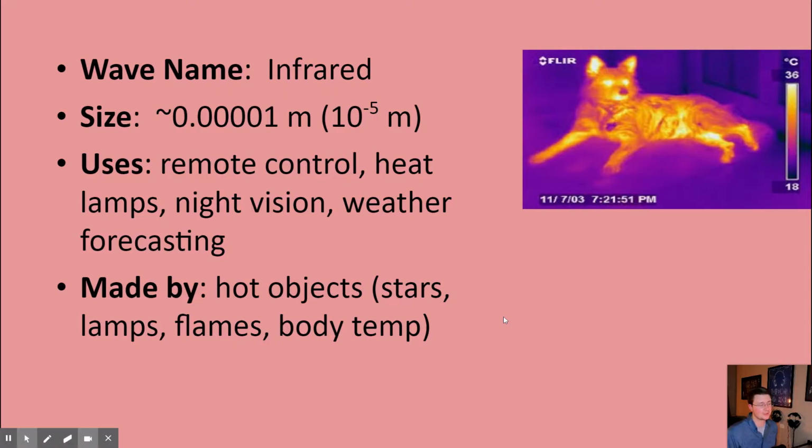So hot objects are the big thing. So stars, lamps, flames, body temperature, really anything that gives off heat gives off infrared. So you're giving off a whole bunch of infrared right now because you have a regulated body temp. You produce a body temperature. We just can't see it unless we use specialized equipment. Dangers, overheating, right? If you're exposed to infrared too much, as we said, we could use it for heat lamps. That could cause problems, right? And so that's really the biggest issue with infrared potentially.